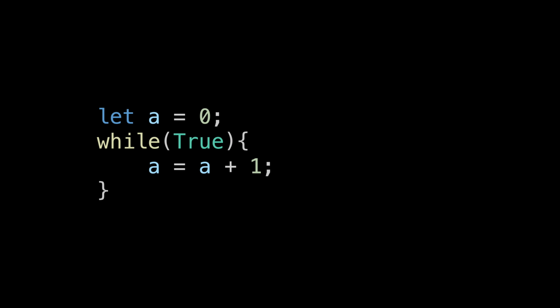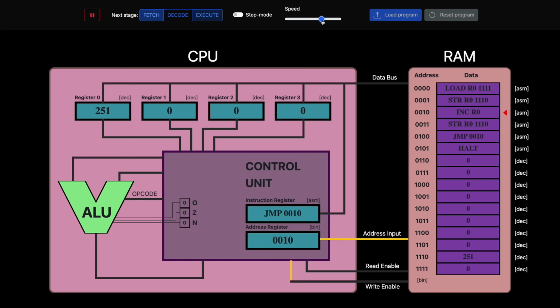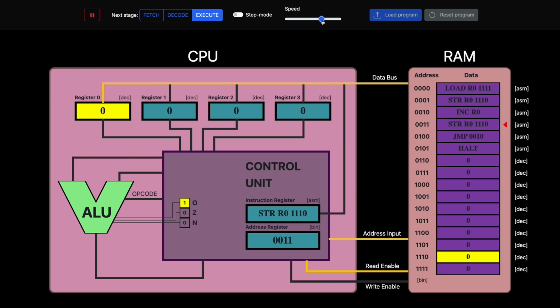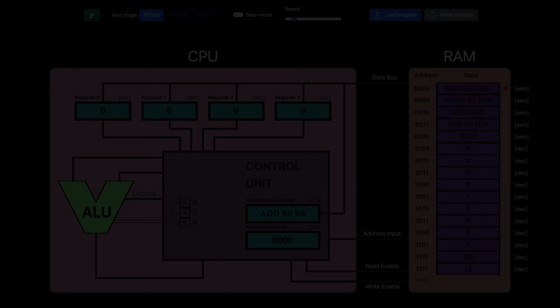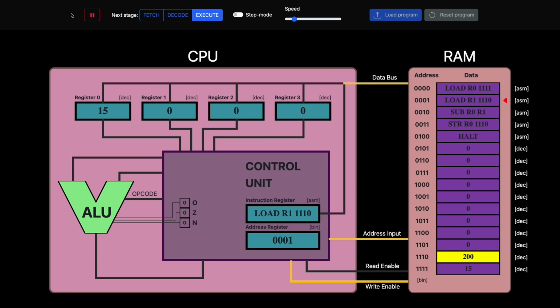Or for example, if we run the infinite loop program, we'll notice that when the variable a reaches the value 255, incrementing it causes the overflow flag to turn on. For those unfamiliar with these concepts, this happens because the number 256 is represented by a binary sequence that can no longer fit in 1 byte of information. Here's another example. If we subtract a larger number from a smaller one, the result will be negative, and the negative flag will notify us of that.